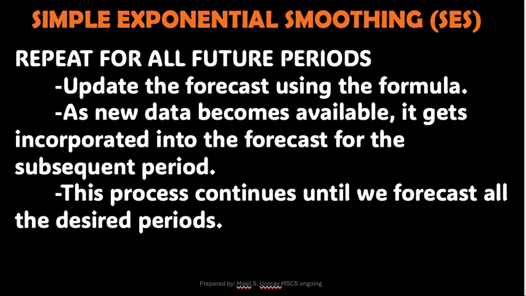And repeat for all future periods. Update the forecast using the formula as new data becomes available. It gets incorporated into the forecast for the subsequent period. This process continues for all desired periods. So basically, you will just repeat for all periods once you are able to smooth out the data. If you're forecasting for 10 years, we'll go through how you could work on that in a step-by-step manner.